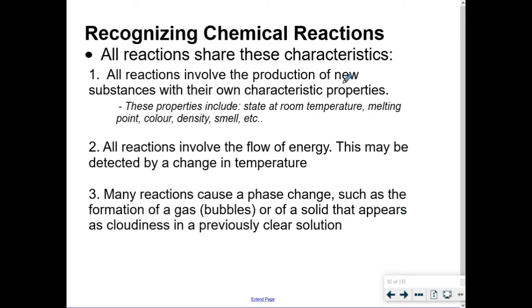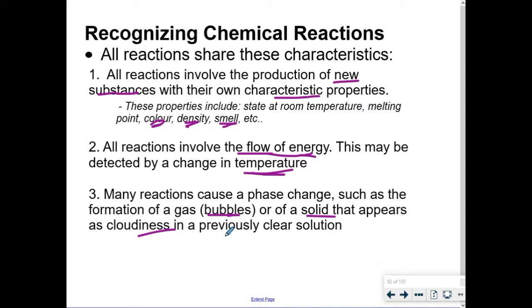For example, if you find some sort of new substance with a new property, we must have changed bonds. We must have changed what's going on. If there's a smell or a color change or something has a new density, it underwent a chemical reaction. If you can see the flow of energy through detecting a temperature change, you must have had a chemical reaction. Maybe there's a phase change, things like bubbles being formed or a solid that appears. All of those would be evidence of something that's a chemical reaction, something new being formed.